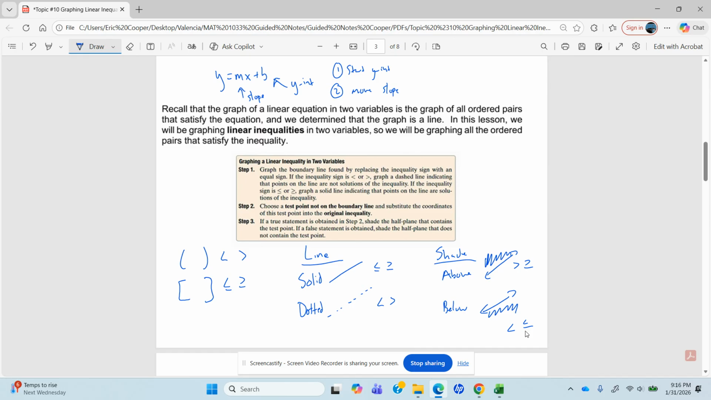So everything has its own different combination. Some of the lines will be solid and dotted, depending on if it has the equal sign or not. And we're going to shade above or below just based on the sign. Other than that, we're going to graph them just like lines.